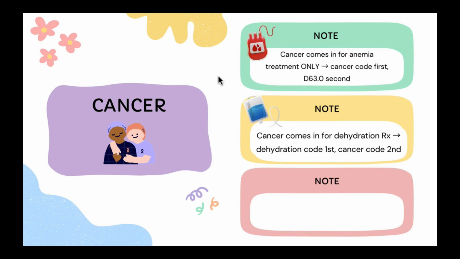In your personal notebook, I want you to make a short note for yourself so you can remember. It doesn't have to be lengthy. Just keep it short. Here is the short note from the last video. Cancer comes in for anemia treatment. Cancer code goes first, followed by D63.0. After this video, you should add another short note like this. Cancer comes in for dehydration treatment only. The first code listed is dehydration, followed by a code for cancer. There will be more cases related to cancer treatment, so please tab and label this page to add more notes later.